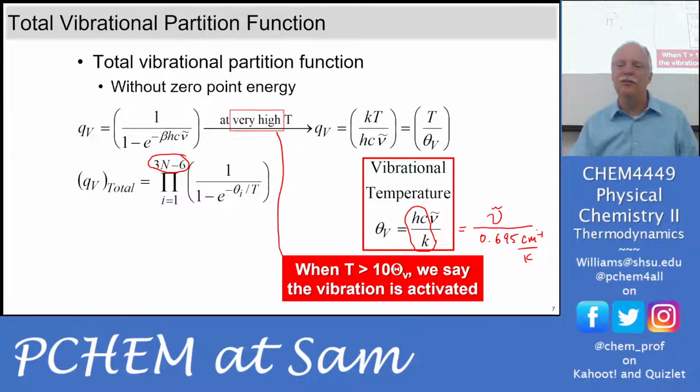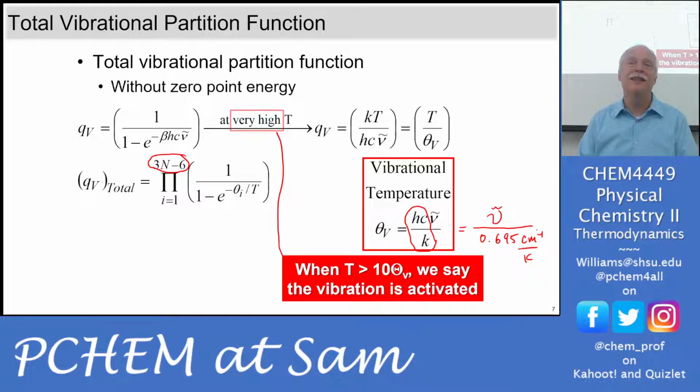What's the vibrational temperature for, let's say, the CH stretch? So 3,000 divided by 0.695. Notice you're dividing by something that is less than 1. So the number's going to get bigger. So it's going to be bigger than 3,000 wave numbers. So the vibrational temperature for the CH stretch is over 3,000 Kelvin.